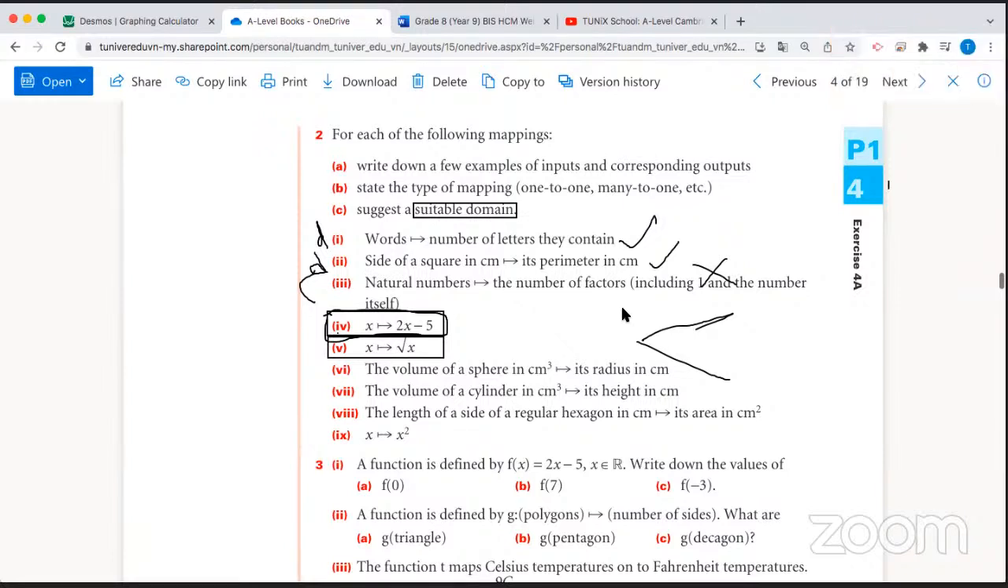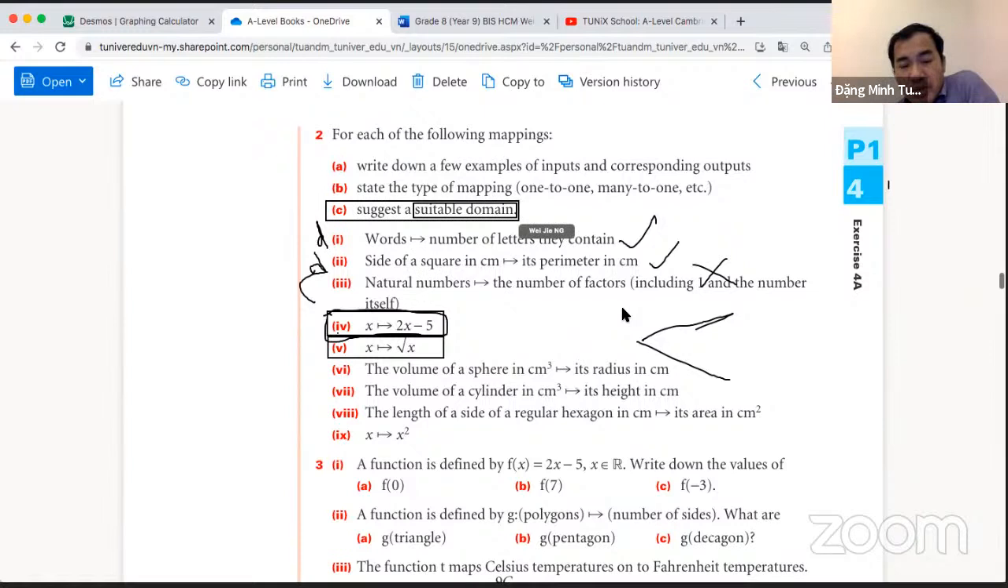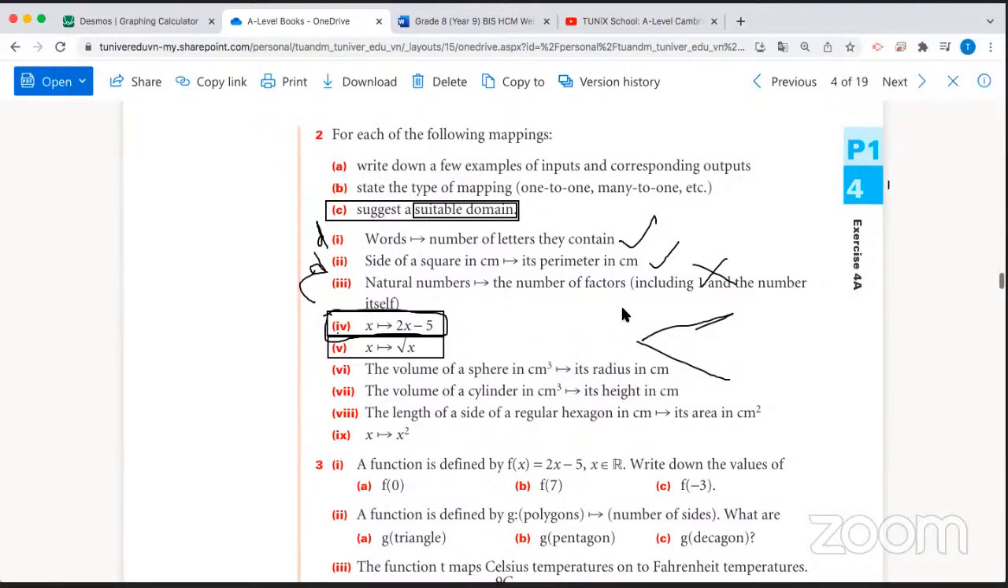How about question C? It says suggest a suitable domain. Suitable domain here, for the fifth one, from x to the square root of x, means x must be non-negative, that is x greater than or equal to zero. That's what it means for domain. Furthermore, for the fourth one, the domain is all real numbers.